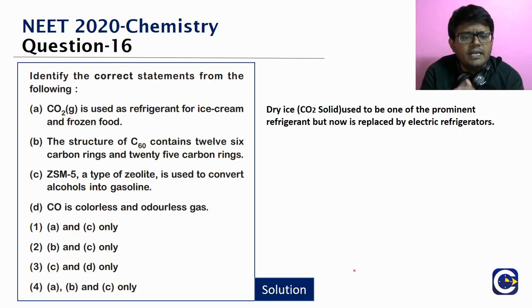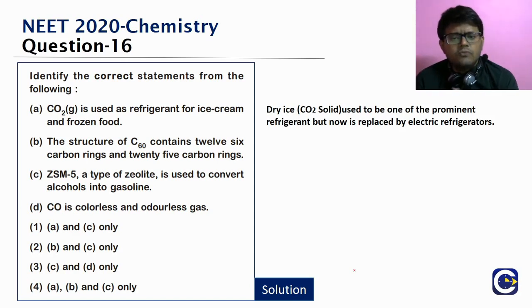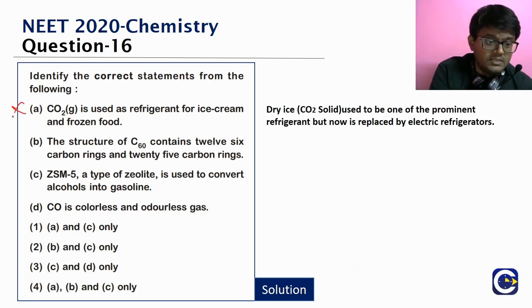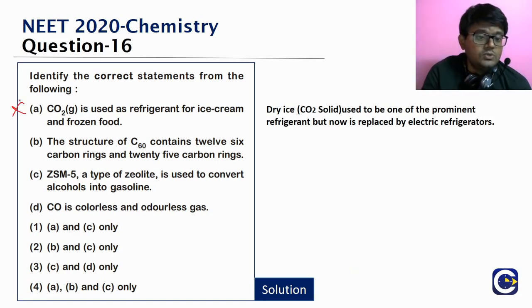But even today, some food items, especially frozen fish like frozen salmon, still use the dry ice, which is the solid CO2, as a refrigerant. So option A is saying what? CO2 gas. It is not the CO2 gas, it is CO2 solid that is used as a refrigerant. Okay, because of its property of sublimation, it will directly convert from the solid state to gas.